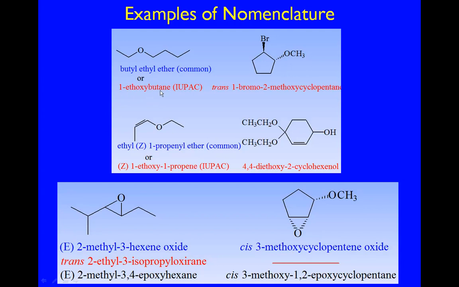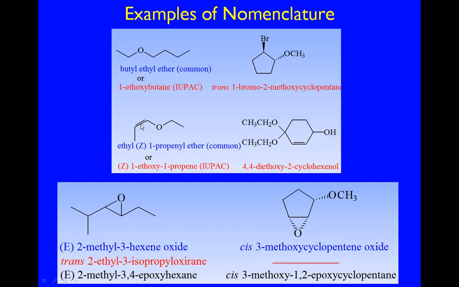1-ethoxybutane is much more non-ambiguous. Okay, and this is a bromomethoxy-containing cyclopentane. But just that now you have 2 groups. Bromides get higher priority than ethers. So 1-bromo-2-methoxycyclopentane. Cyclopentane is the parent hydrocarbon.